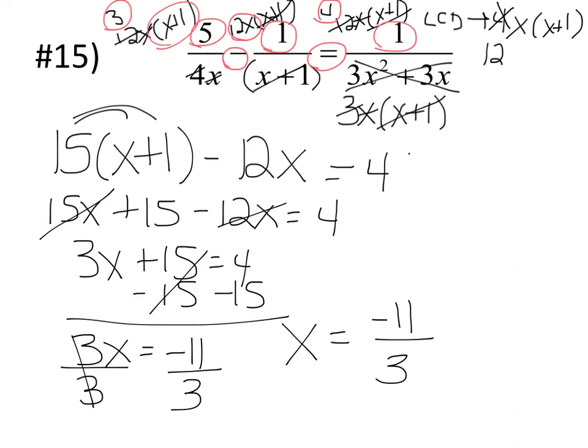Okay, so if I plug it in here, 4 times negative 11 thirds is negative 44 thirds, so we're good. Negative 11 thirds plus 1 is not 0, because the only thing that would put this at 0 would be negative 1. And I'm good over here as well, because this is negative 33 over 3, which is negative 11, I'm sorry. And then here is the same as here. So we know that this is a good answer, and we checked it.